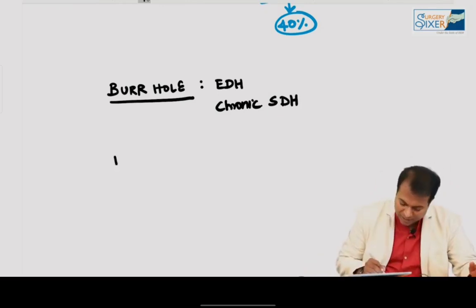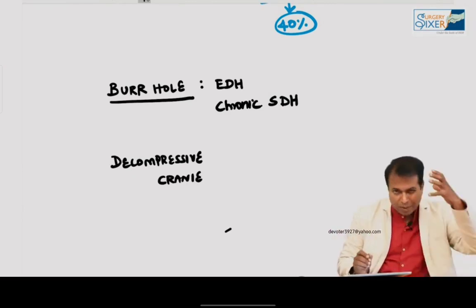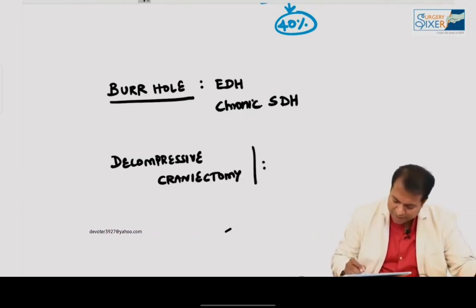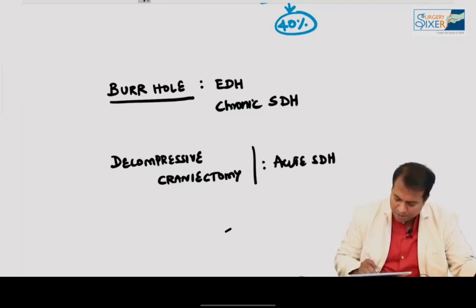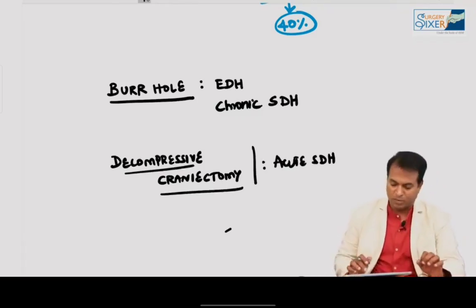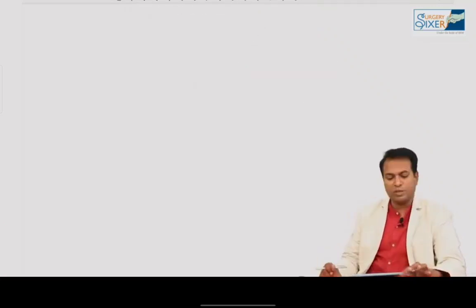And for acute SDH, we have to do decompression. We have to do decompressive craniectomy: open the cranium and remove the clots. Decompressive craniectomy is advised for acute SDH patients. Please don't forget these neurosurgeries which are commonly done in trauma patients. So these are the important points from head injury questions.